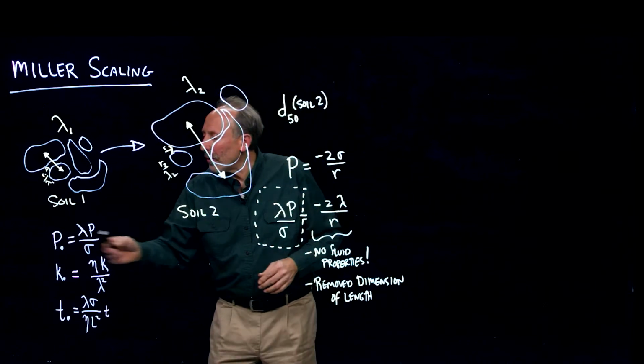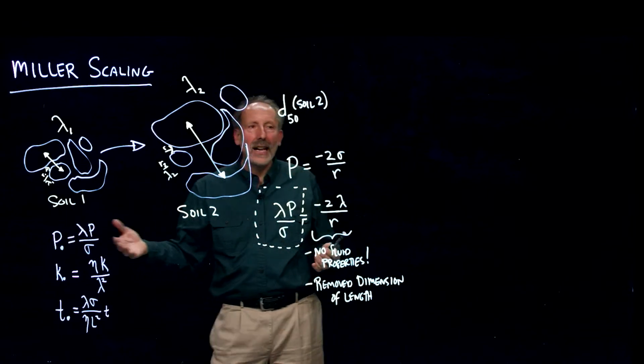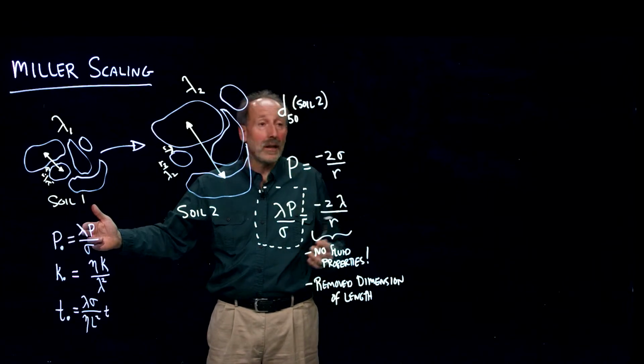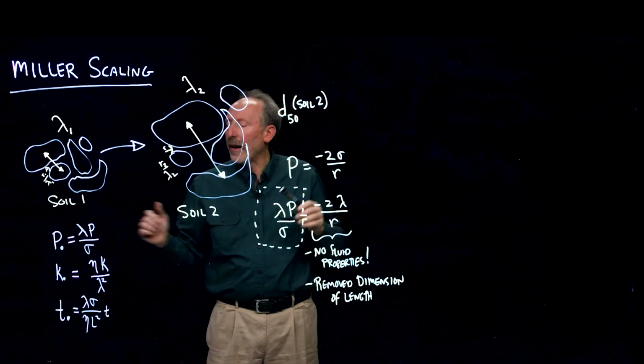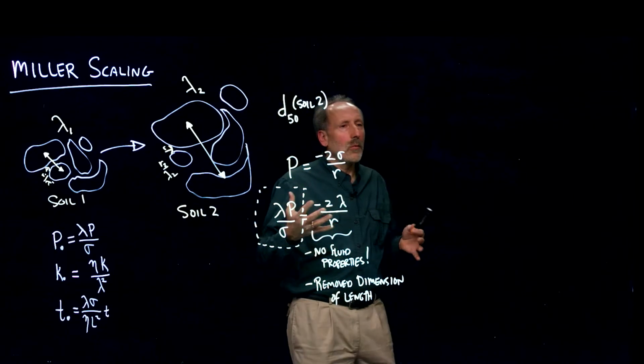And so what we're going to do is we're going to call this P dot the scaled pressure. And so the scaled pressure is just obtained from an actual pressure multiplied by the length scale of our media, which could be D50, divided by the surface tension. Now, the question is, how do we use this?